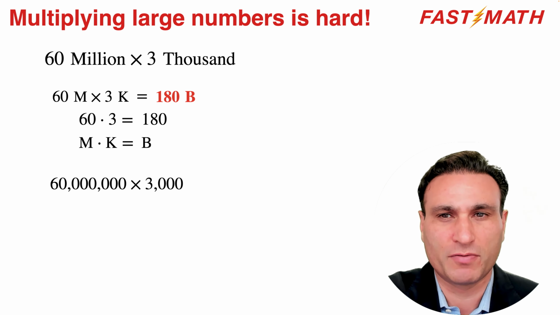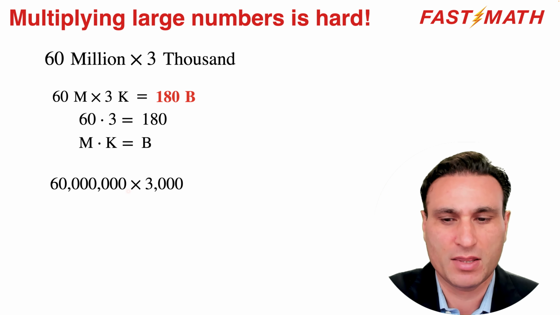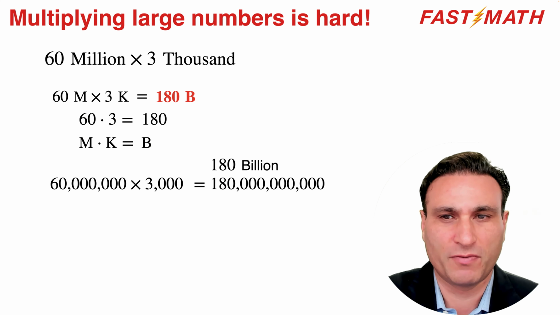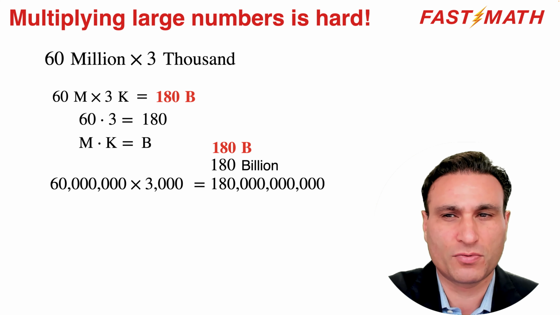And most people solve this by counting zeros, and they find the result is this, 18 with a bunch of zeros. But even interpreting this result visually is difficult, as you have to count the zeros to determine the value. If you do this, you'll find that the answer is 180 billion, just like we found with no-zero multiplication. So these are three different ways to represent the same value.